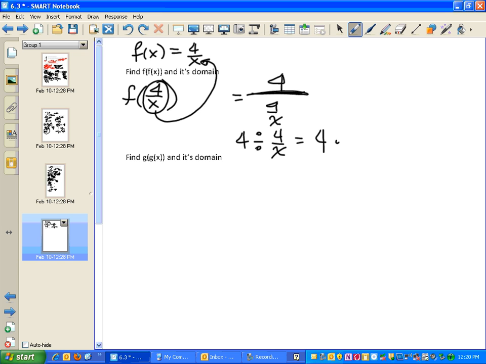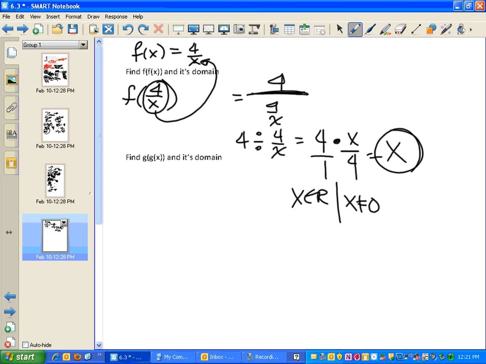So that's 4 times x over 4. Multiply by the reciprocal, right? If you're dividing, you got to flip and multiply by its reciprocal. This is 4 over 1. What is this final answer? All right, but what can't x equal? Why can't it equal 0? Because it couldn't equal 0 in the original problem, and it never changed throughout this. Meg? The final answer is x.